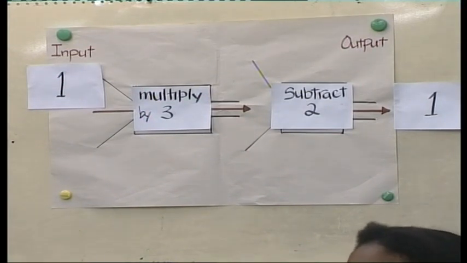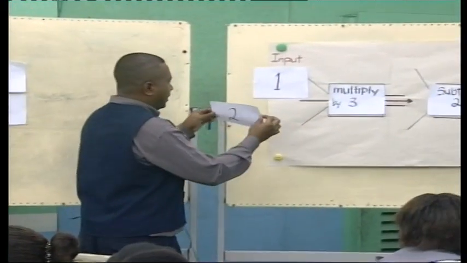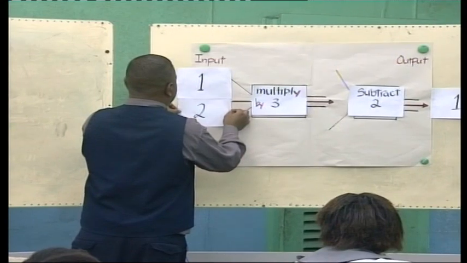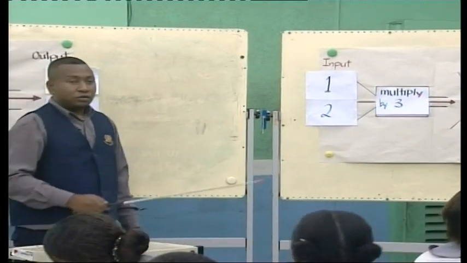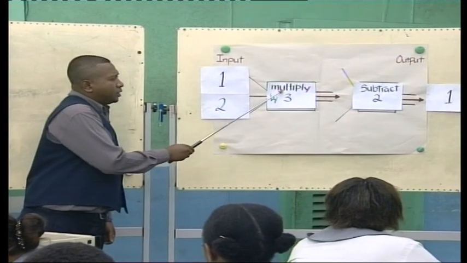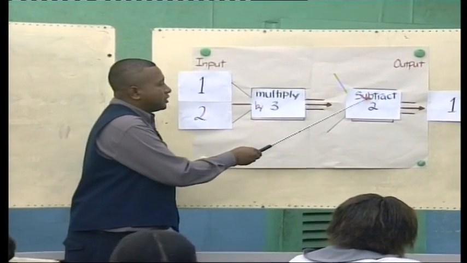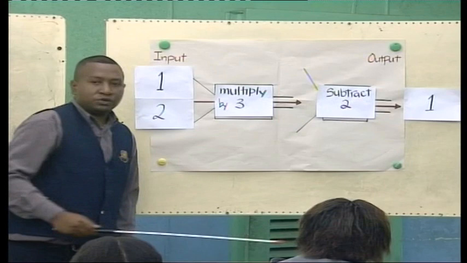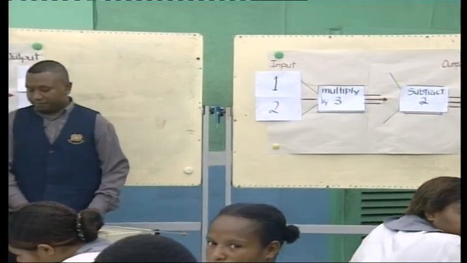Now, last one. Still working with two machines. I'll put another number here. What is the number? 2. So we have the input 2. The first mixer says multiply by 3, and then the second machine says subtract by 2. So what do you think the answer is? 4. Agnes, loud and clear. 4. She says 4. 70s and receiving students, do you all agree?